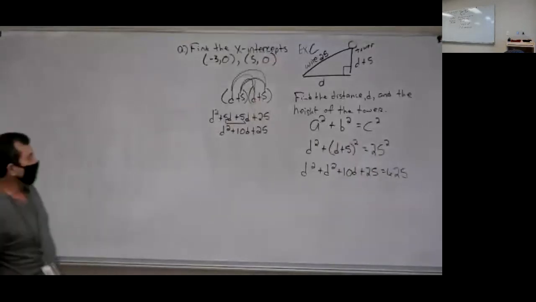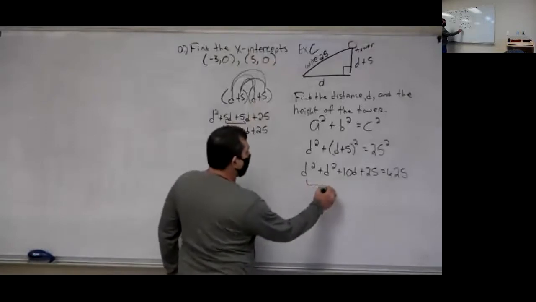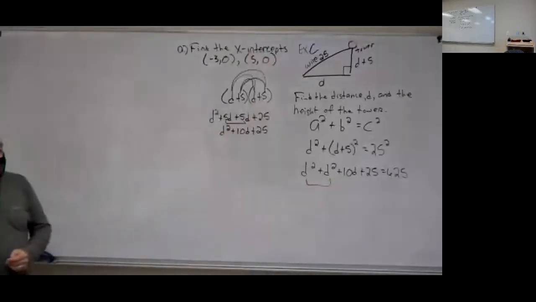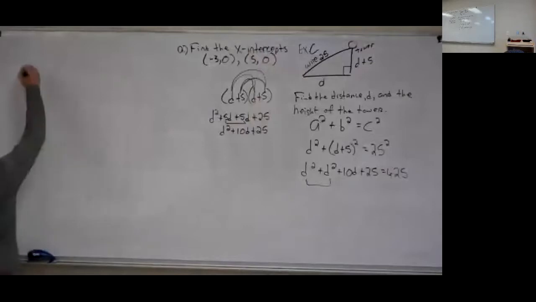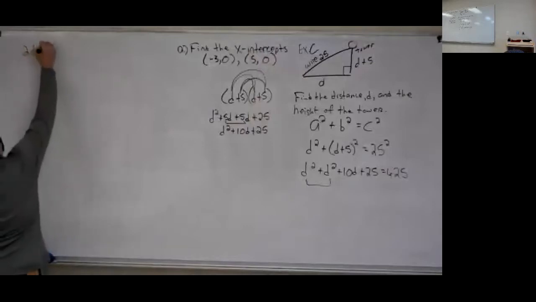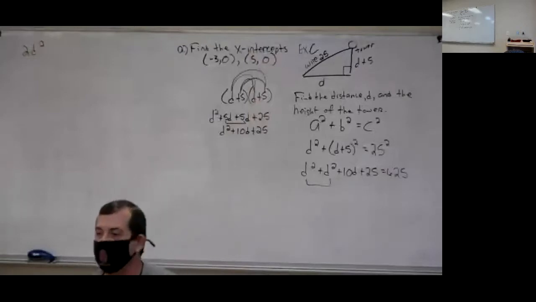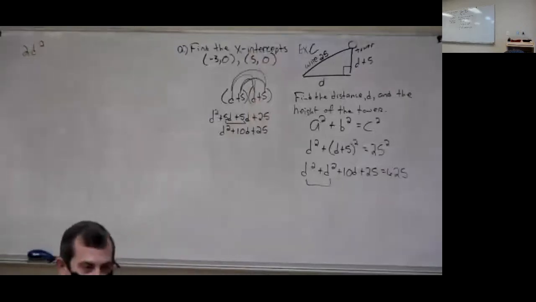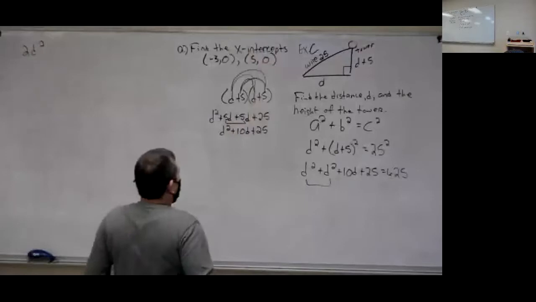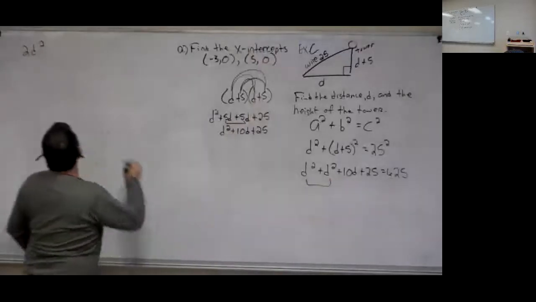All right, I'm going to add a lot of like terms real quick. I got these D squares that I can add together. So that'd be 2D. Okay, so that's going to give you 2D squared. So here's one rule on that: when you're adding, you cannot change exponents. Then I'm going to bring in that 10D.